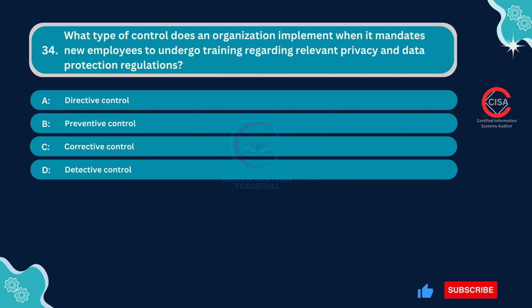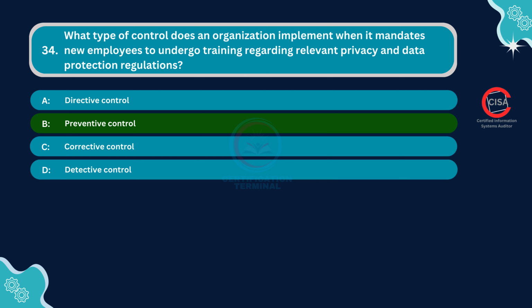The correct answer is Option B, preventive control. Preventive controls aim to prevent security incidents from happening in the first place. By educating employees about privacy regulations and data handling procedures, the organization proactively reduces the risk of accidental or intentional data breaches or misuse.